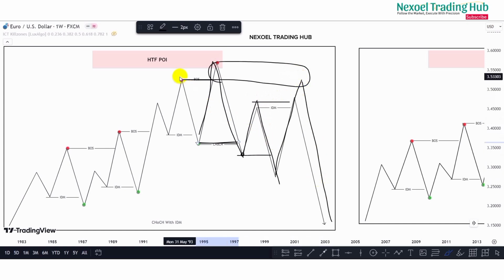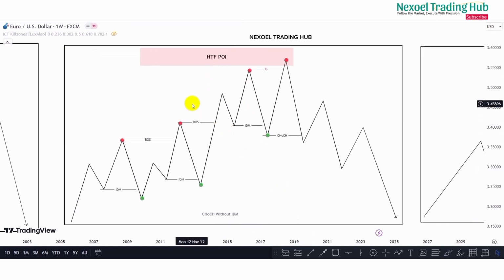Because what we have here is not a sweep of liquidity, it's actually a break of structure. So this is the case of CHoCH with inducements. So we are going to check another chart example regarding the smart money concept entry model that has to do with CHoCH without inducements.